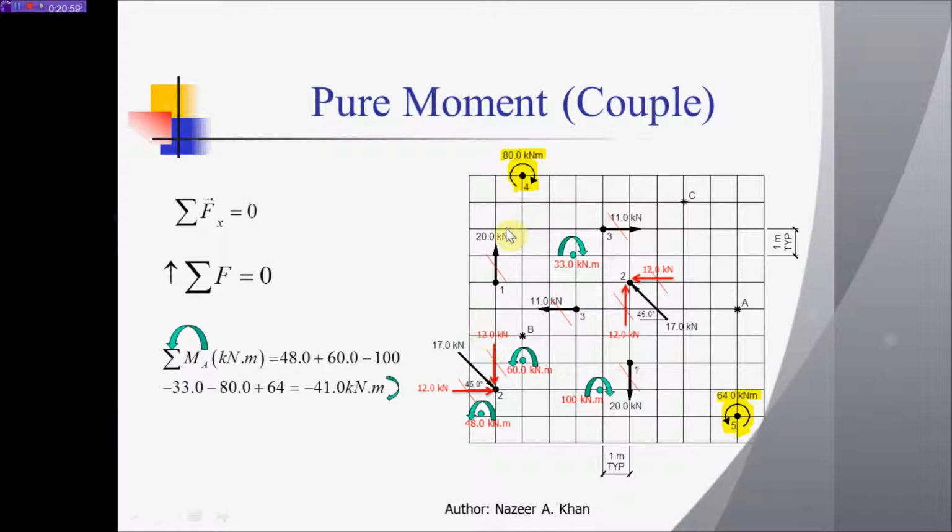So we have all the moments involved here in these terms. Okay, we're going to sum them, and I'm going to get minus 41.0 kilonewton meter. Because it's minus, it's going opposite to my sign convention. Guess what? It will be going clockwise. And that's all there is to it.